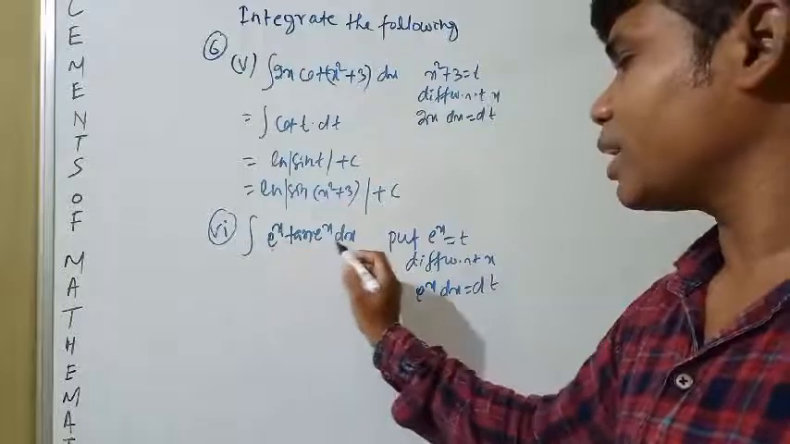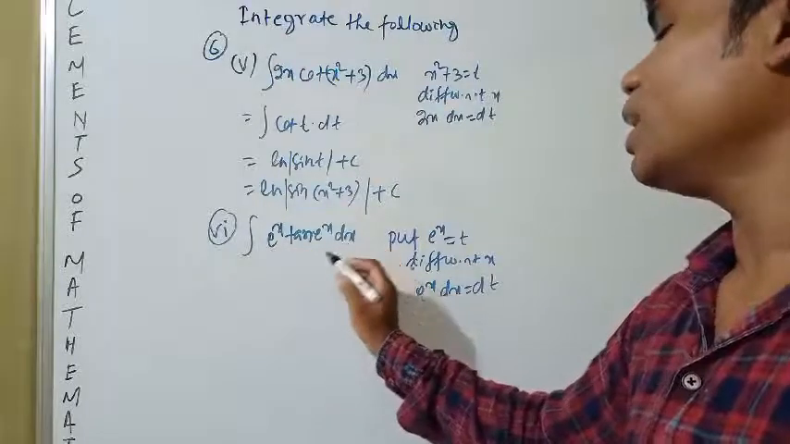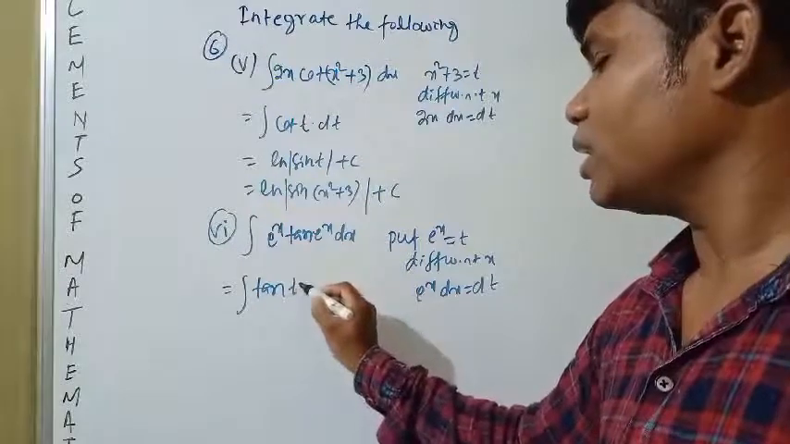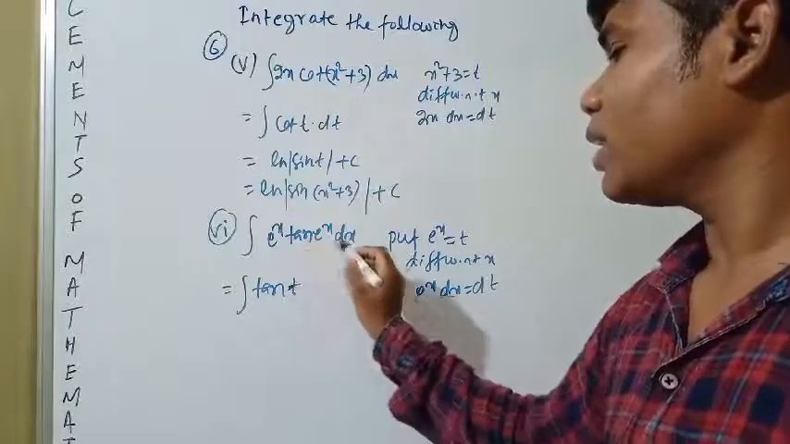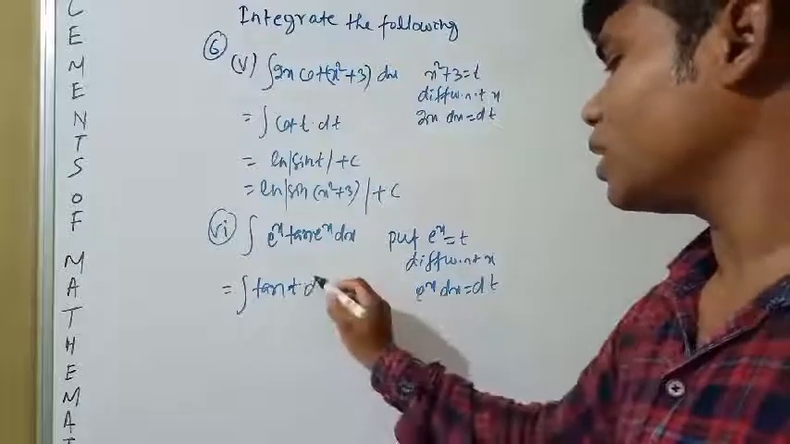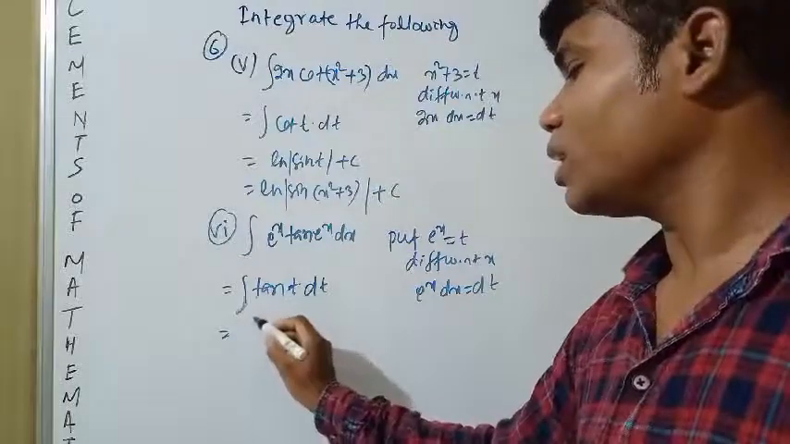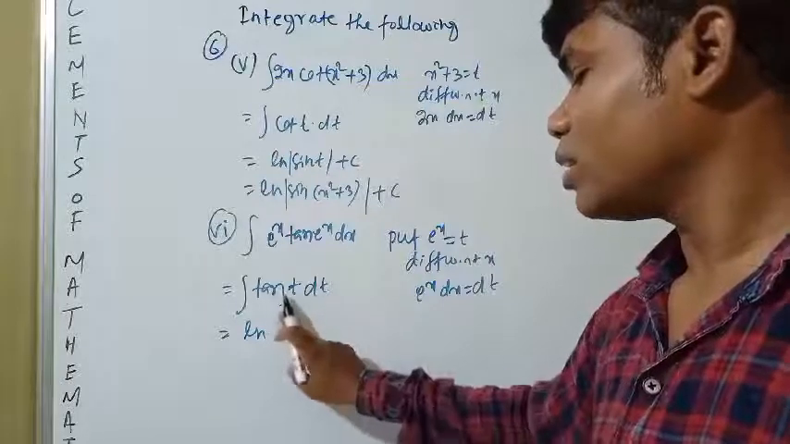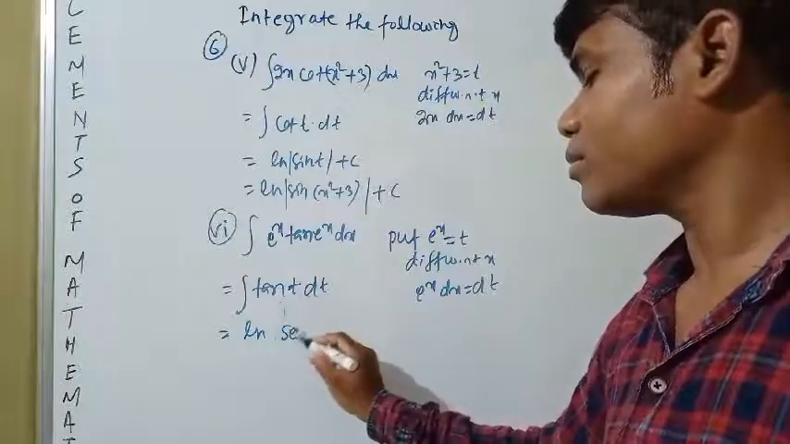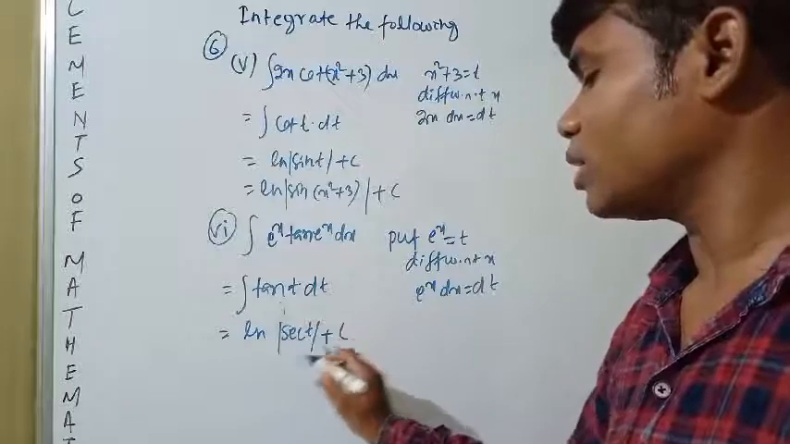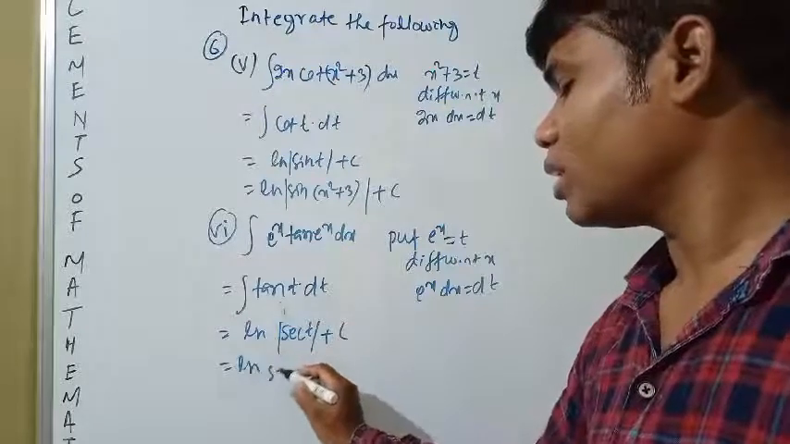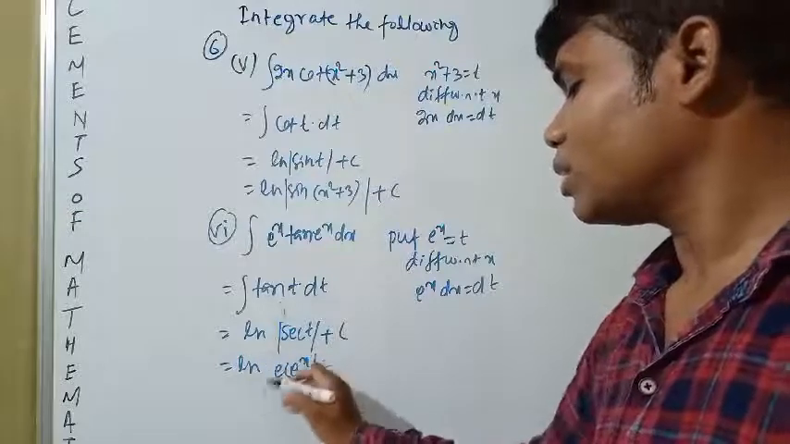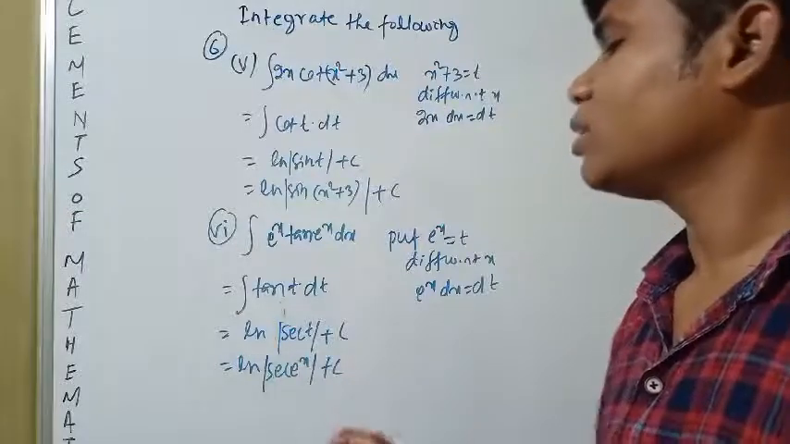You see, e^x dx together we can take as dt. So the integral becomes the integration of tan t dt, that is ln|sec t| + c. And t is e^x, so the answer is ln|sec(e^x)| + c.